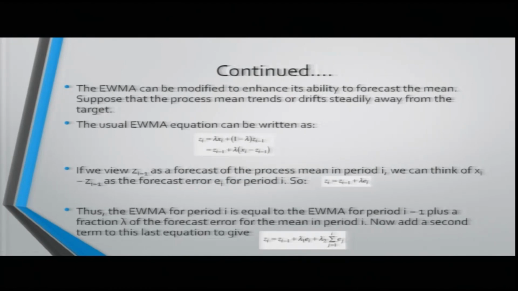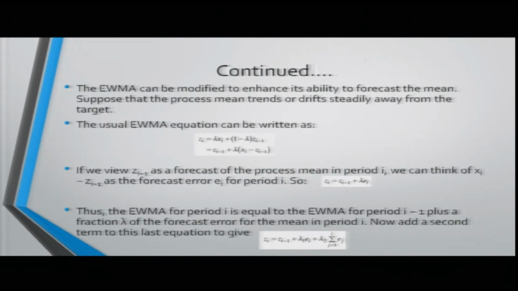Suppose that the process mean trends or drifts steadily away from the target. The usual EWMA equation can be written by again the same concept. So, you give a weight of lambda to xi and 1 minus lambda to zi minus 1, and you do the calculations accordingly such that you are able to find out zi values. In view of zi minus 1 as the forecast of the process mean in period i, we can think of xi minus zi as the forecast error. So, this is what is important.